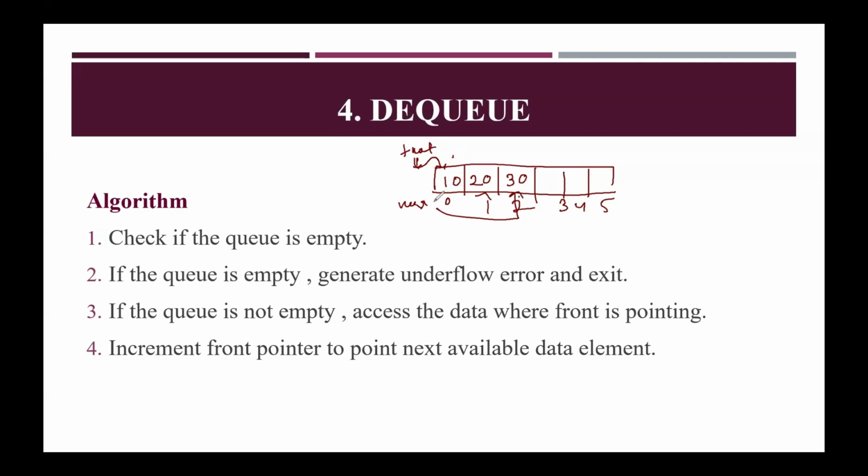If the queue is not empty, we access the data where the front is pointing. Front right now points to this one, so we access this data and print that 10 is going to be deleted. Then front is incremented by 1, so front moves to the next element. Now our queue consists of only 2 elements.